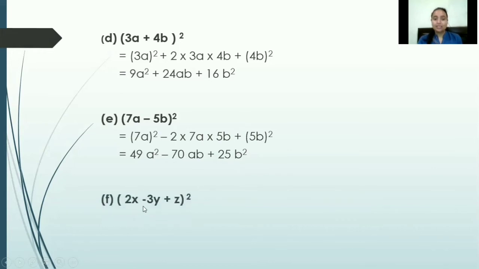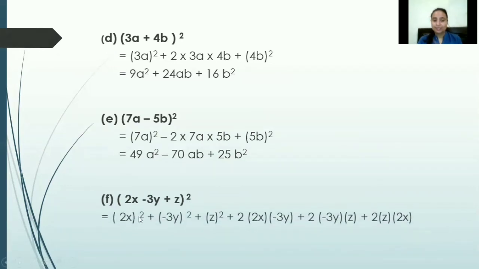Now (2x - 3y + z) whole square. Okay. Now there are 3 terms and we are squaring them. Remember (a + b + c) whole square. This minus we will consider as part of the second term, and the minus sign with this term will be used. Okay. See how.